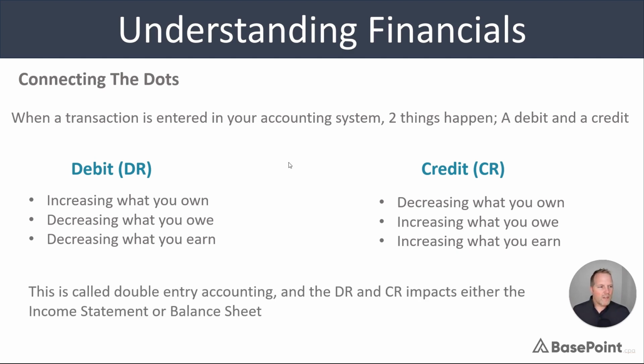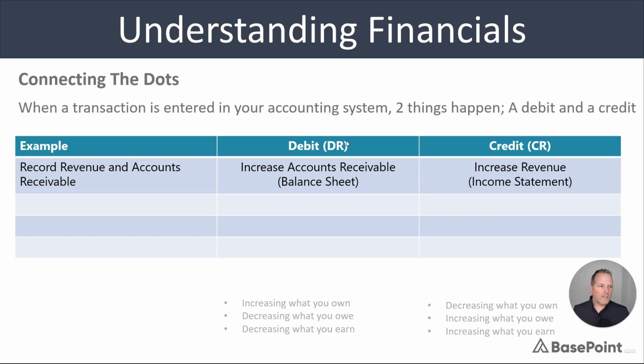So let's dive into that a little bit more. This is called double entry accounting, so you may have heard that term before. Basically, the debit and the credit impact either the income statement or the balance sheet in each transaction. And we'll see what that looks like with some examples.